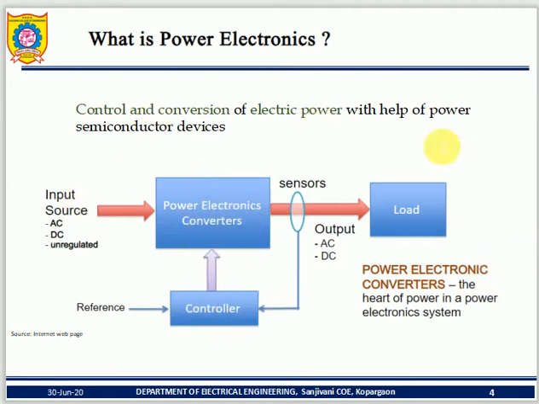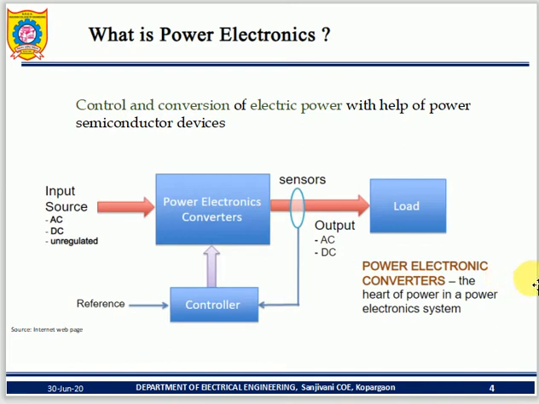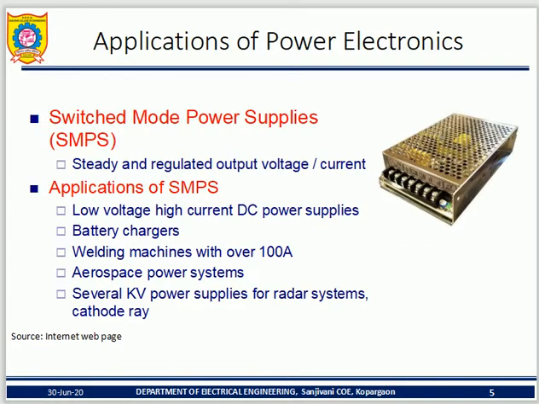That's all. So this is a general block diagram. This block diagram mainly tells us every point. So we'll see a few applications of power electronics. Then we'll go ahead to power semiconductor devices.